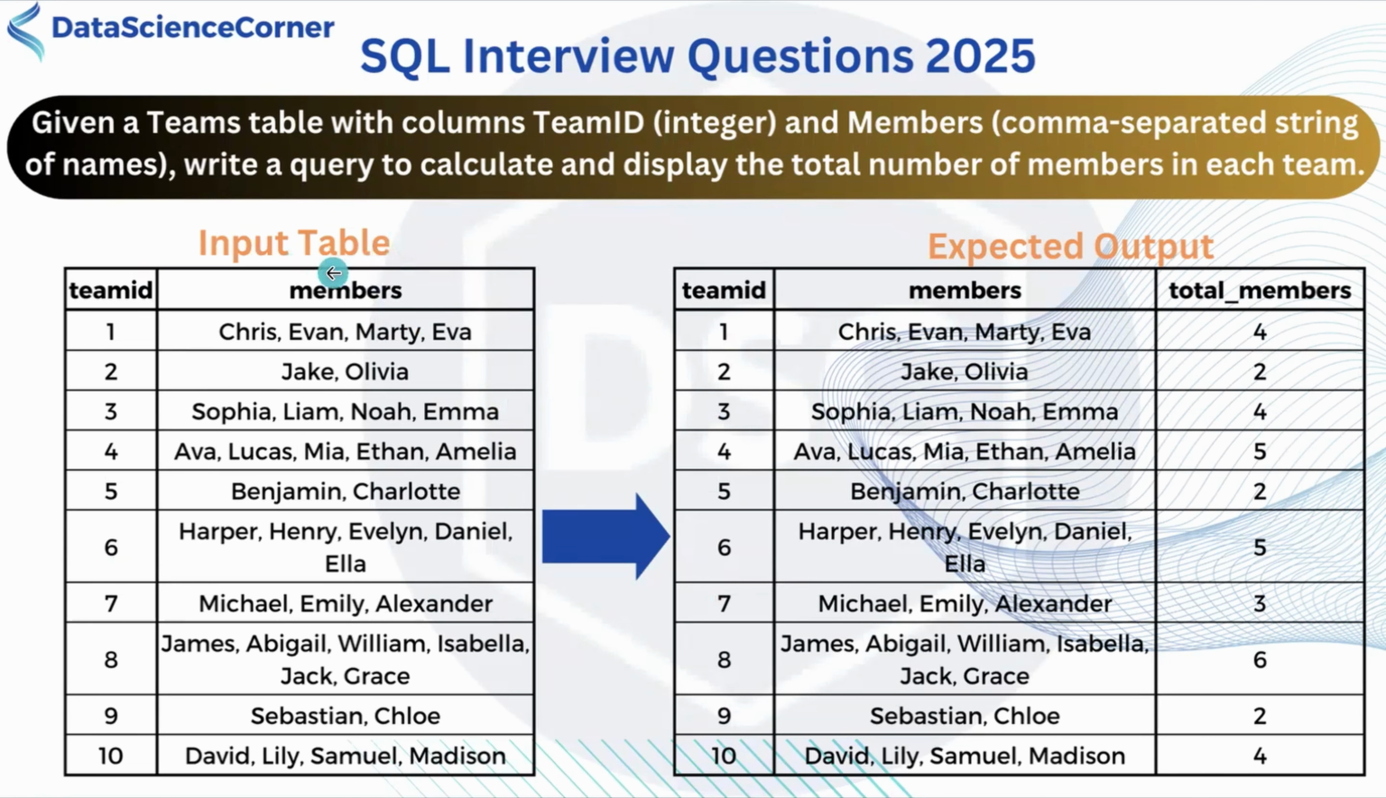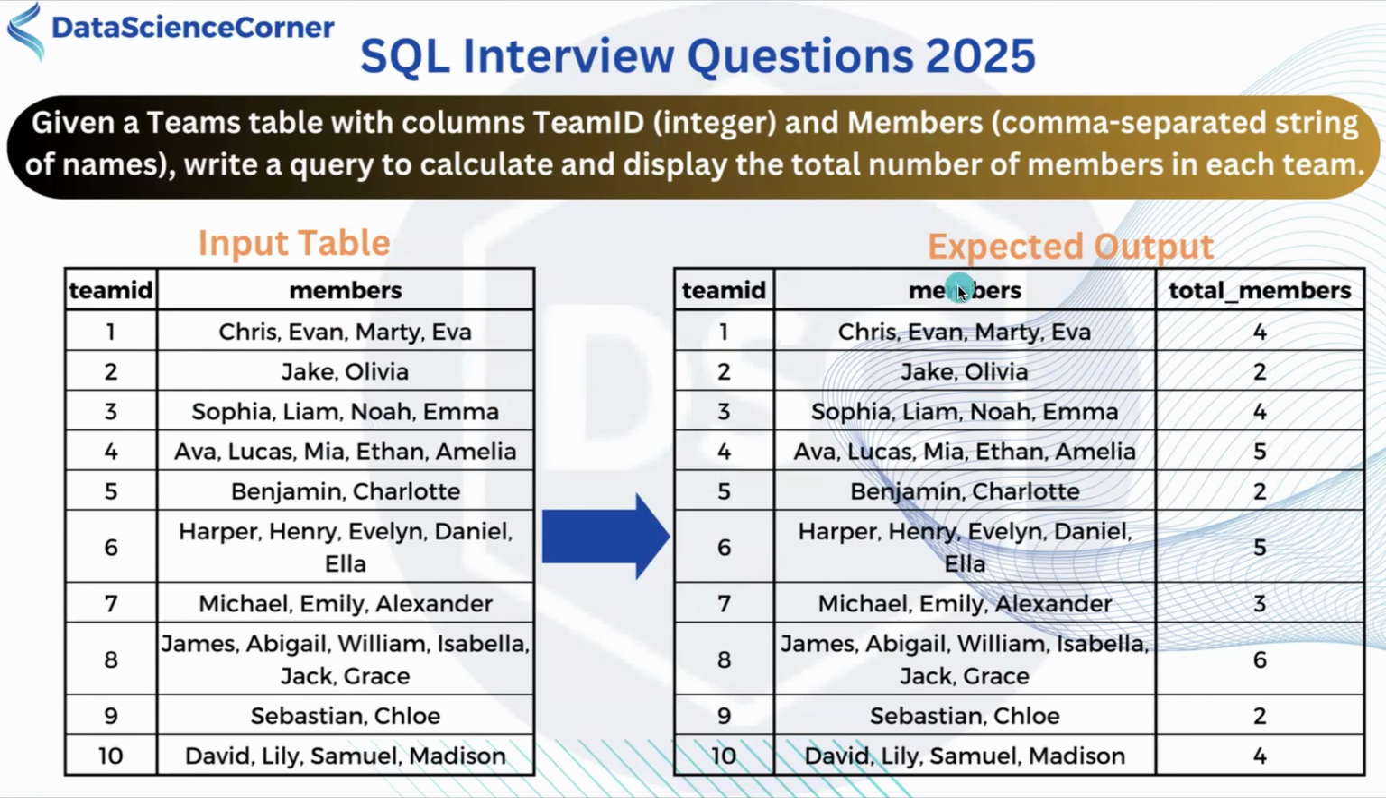If we look into the input table, we have team ID from 1 to 10. Then we have members with names. For team ID 1, we have Chris, Evan, Marty, Eva, separated by comma. For team ID 2, we have Jack and Olivia. For team ID 3, Sophia, Liam, Noah, Emma, also separated by comma. In the same way, we have different team IDs with different team member names.